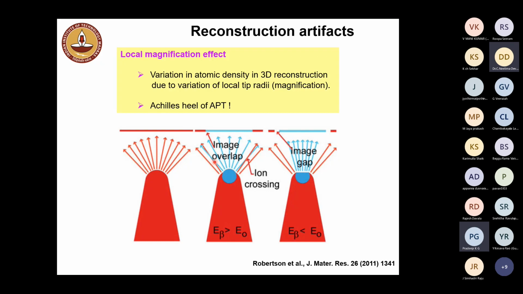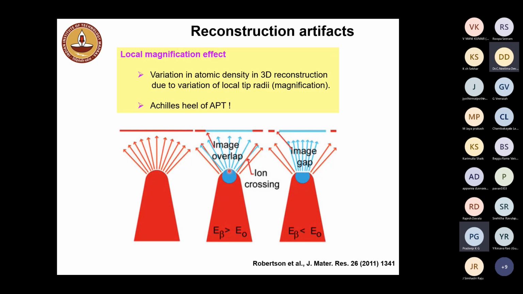Like any other microscopy method, this method also suffers from certain artifacts. That means any variation to the local configuration or the arrangement of atoms is seen as an artifact. One of these artifacts is called the local magnification effect, as you see here. When you have a heterogeneous system where a precipitate sits in the matrix, the precipitate elements have a very different ionization potential from the matrix. If it's a single phase material or single element, then there is no problem. There is uniform evaporation all the time when there is pulsing.